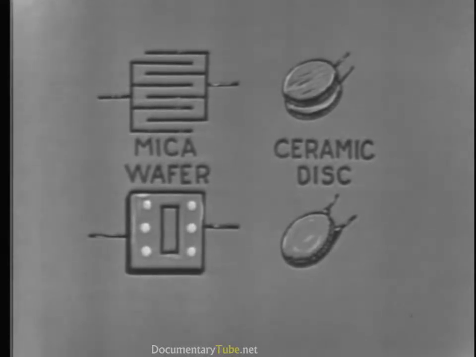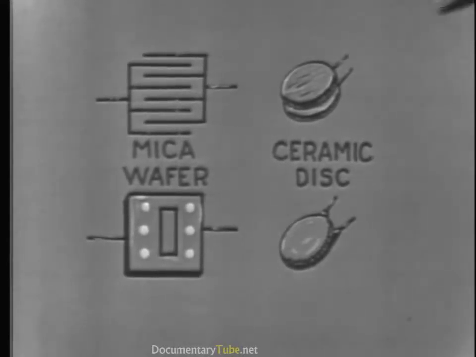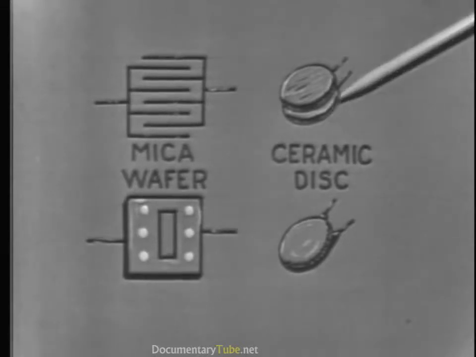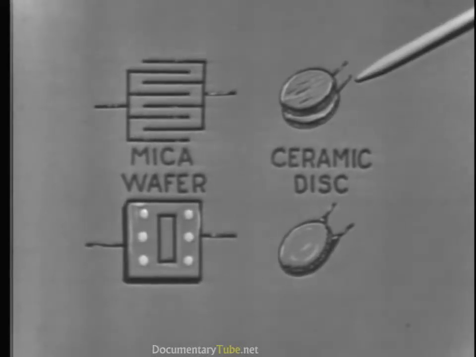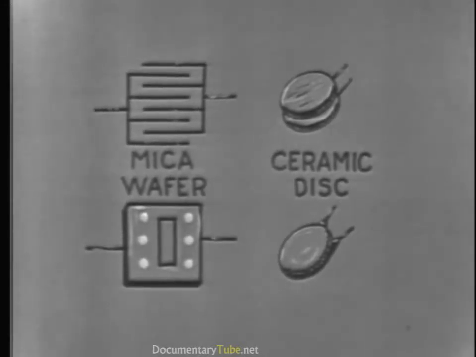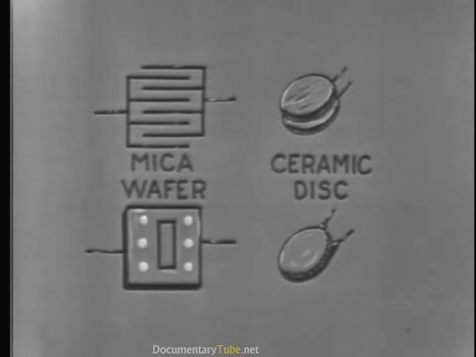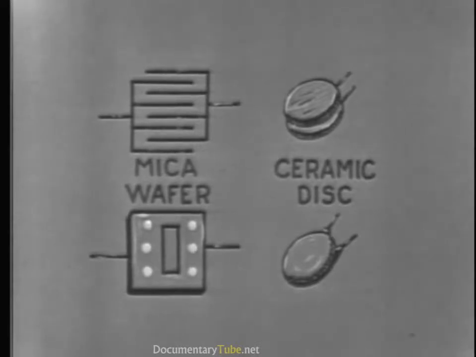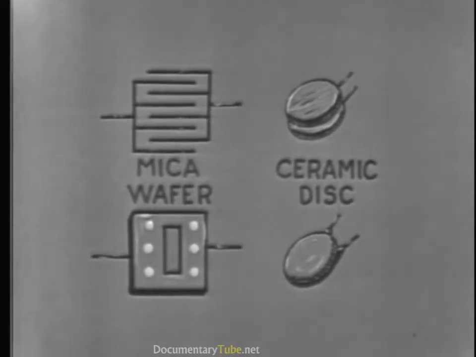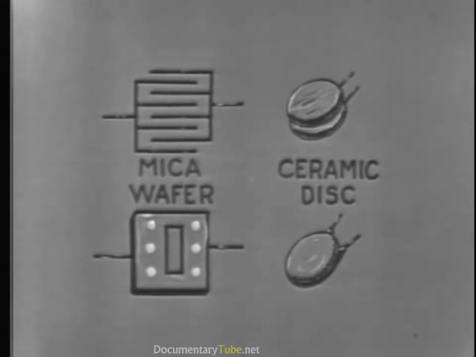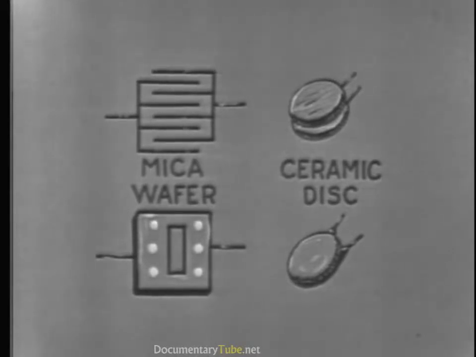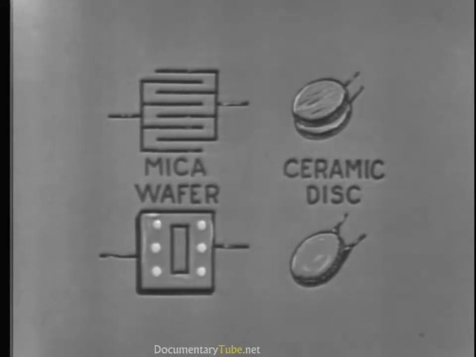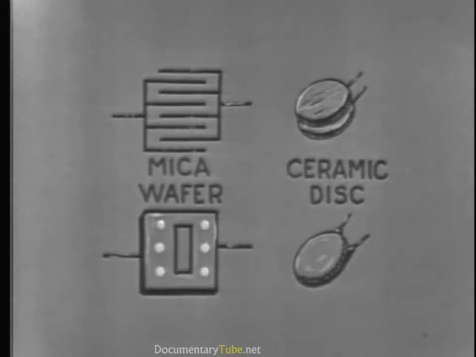The ceramic disc type starts out as two plates with leads attached. Sheets of ceramic material are placed between these plates, and the entire assembly is coated with a plastic material. In both cases, the outside plastic coating acts as a protective covering against humidity.